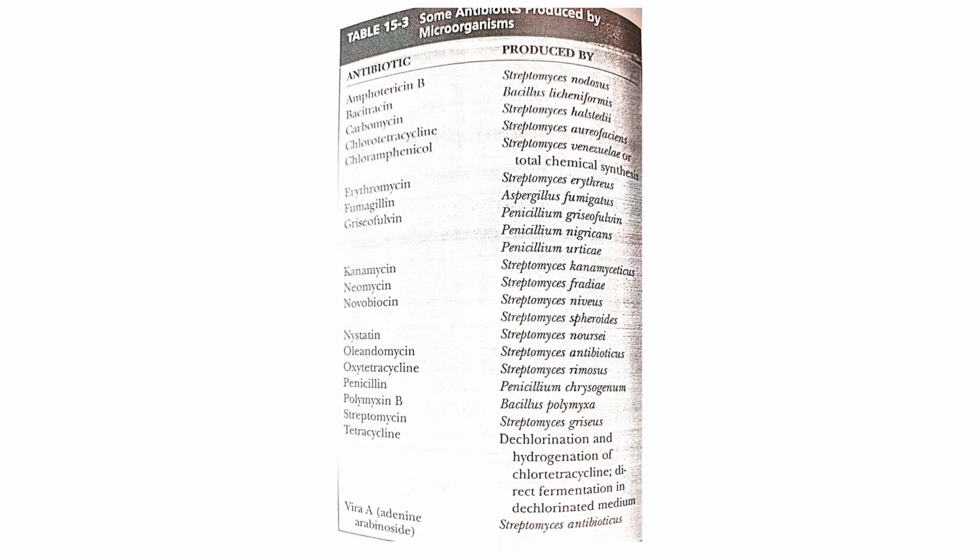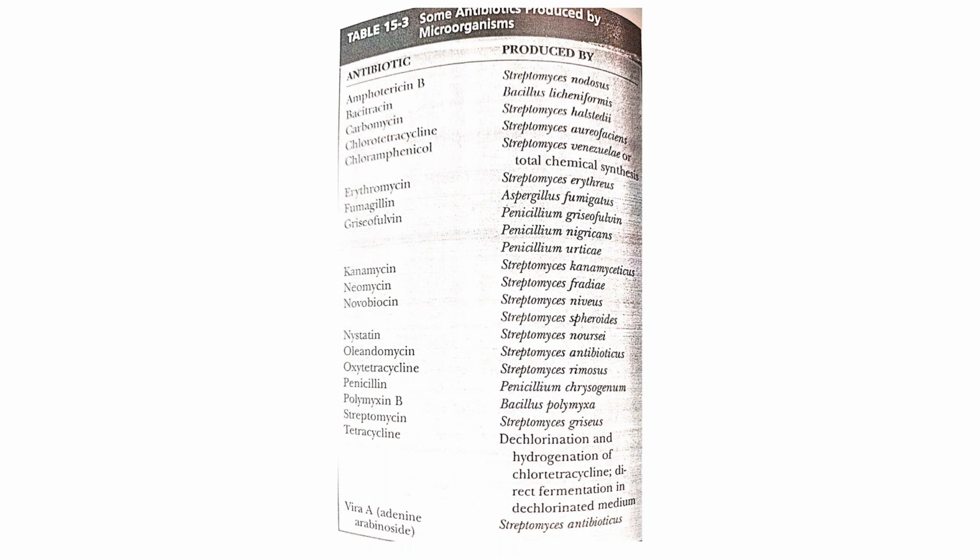Right from the beginning, you can see amphotericin B, bacitracin, carbamazepine. So just go through this. For example, the antibiotic chloramphenicol. What is the industrial organism? Streptomyces venezuelae. For erythromycin, it is Streptomyces erythraeus. For penicillin, Penicillium chrysogenum. Then for tetracycline, it is dechlorination and hydrogenation of chlortetracycline, direct fermentation in dechlorinated medium.